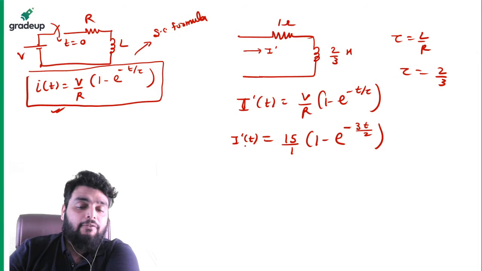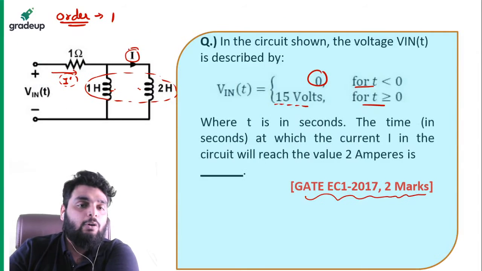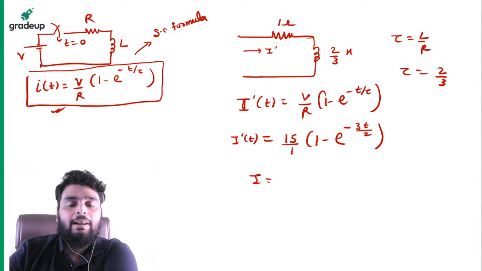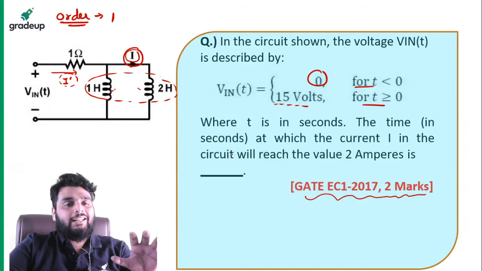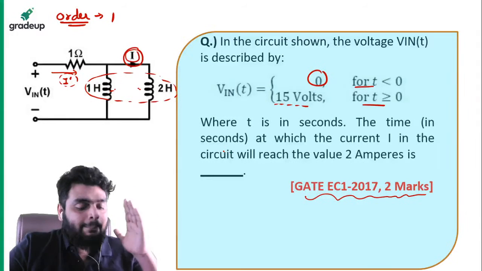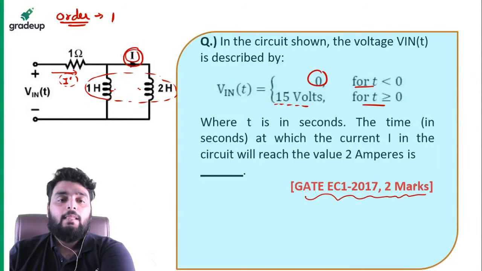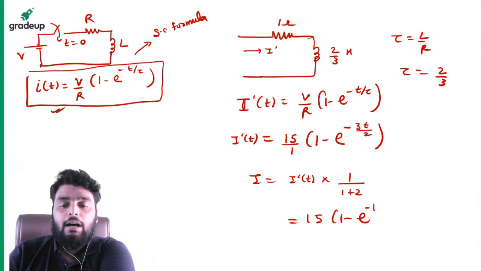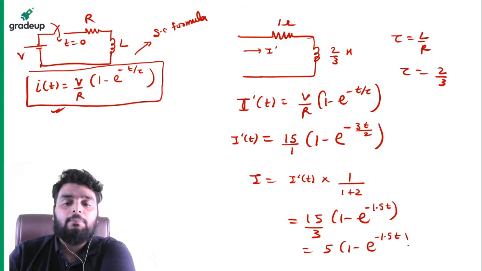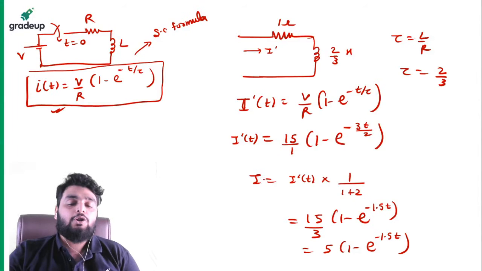Now if I know the I dash t, then I should find out I. What will be the I? Apply the current division rule. I dash t multiplied by 1 divided by 1 plus 2. Yes or no? You know the current division rule, right? In inductor, current division rule will be applied similar to the resistor. So I dash t is 15 times (1 minus e raised to power minus 1.5 t) divided by 3. So it comes out to be 5 times (1 minus e raised to power minus 1.5 t). Yes or no? This is the equation of current I.